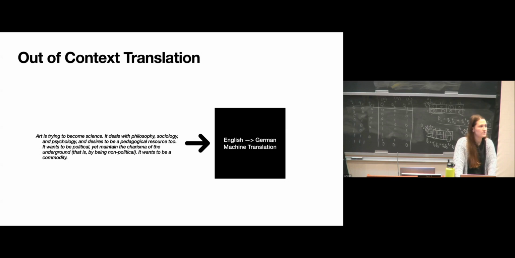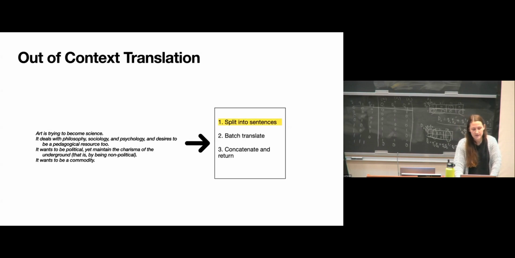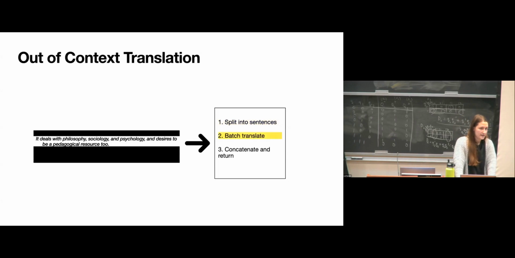So whoever wrote this used this literary technique called anaphora, where essentially they just use a pronoun. Instead of repeating art, they use this it to refer to it. And when we're reading this as a consecutive sequence in context, we understand as English speakers that it always refers to art. However, when we put this input through a machine translation system, it is first split into sentences, and then they are translated in isolation.